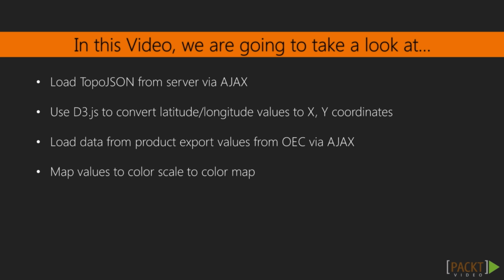The steps we'll take to produce the previous map start with loading the topojson client side via an AJAX call. Then we'll explore the D3 API to see how we can utilize its many geographic functions to help draw the country shapes as SVG paths in the browser. Finally, we'll reuse our AJAX code from the previous videos to request export data from the OEC API and map those values to a color scale.